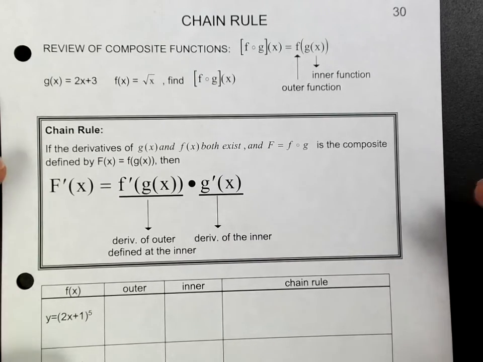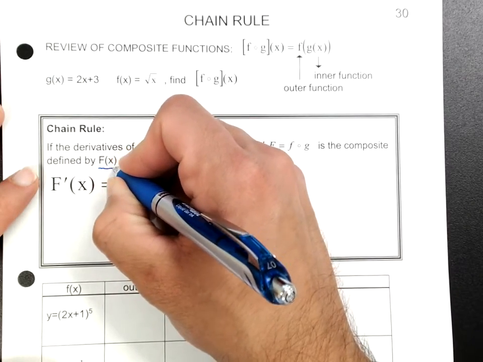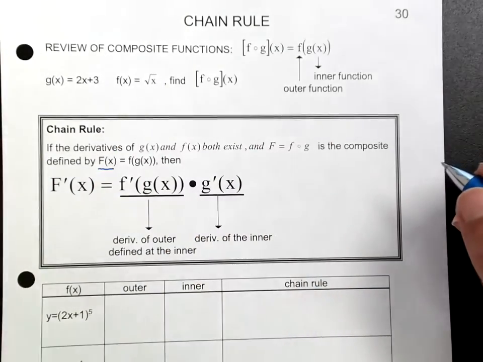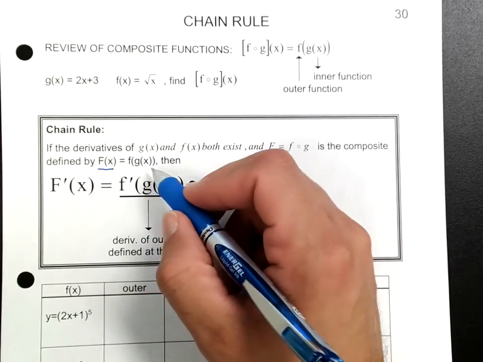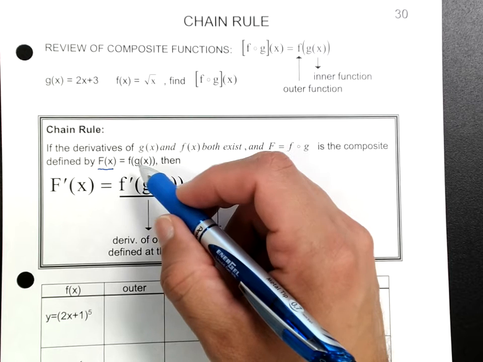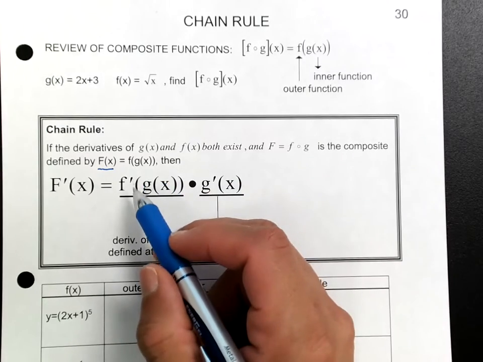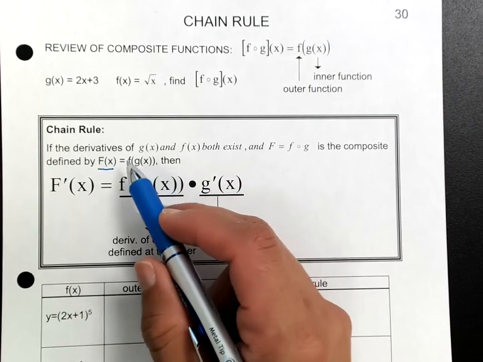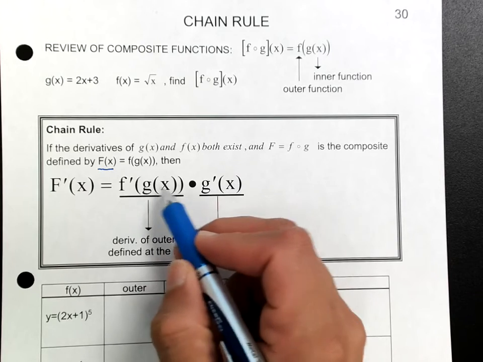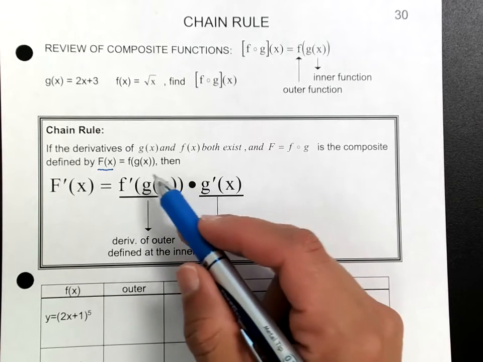So for example, if we have a definition of capital F of x equal to f of g of x, this is a composite function, or you can say this is a function within a function. So to take the derivative, we would take the derivative of the outside, notice that the outside function is f, times the inside, times the derivative of the inside function.